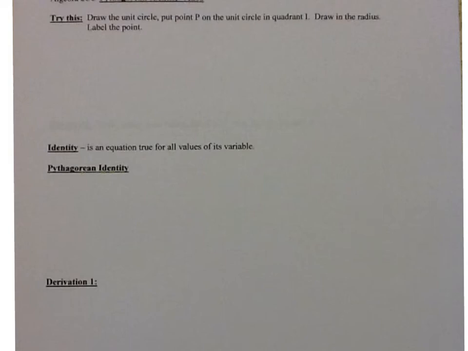Okay, so today we're going to talk about the Pythagorean identity. In the try this, it says to draw the unit circle, put point P on the unit circle in quadrant 1, draw in the radius, and then label the point. All right, so let's draw our unit circle.